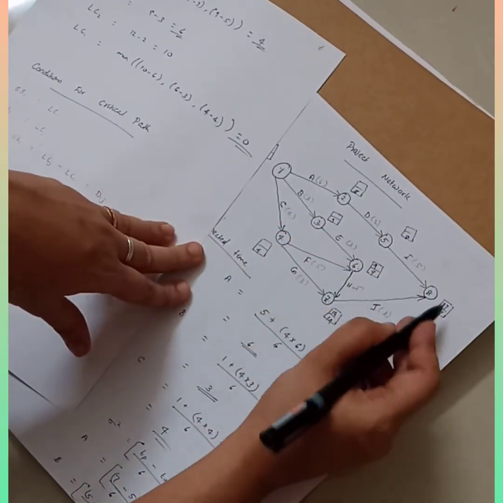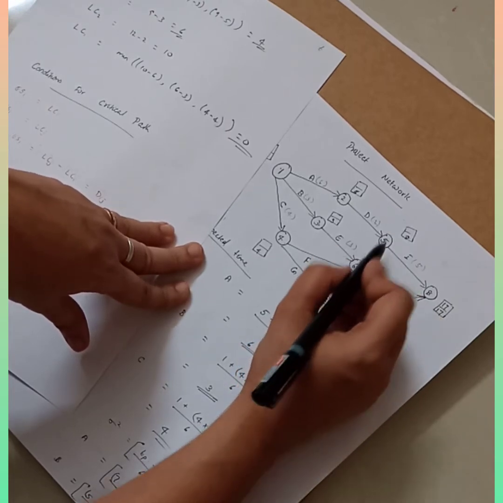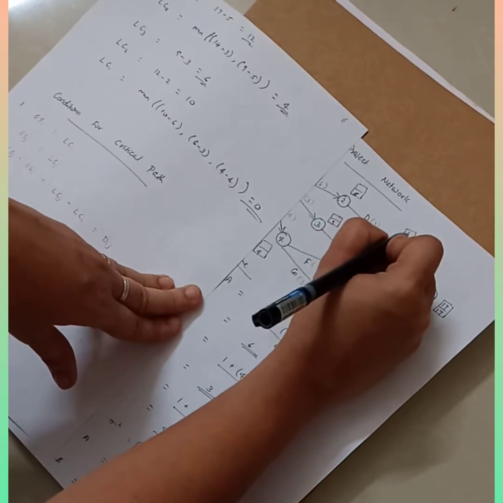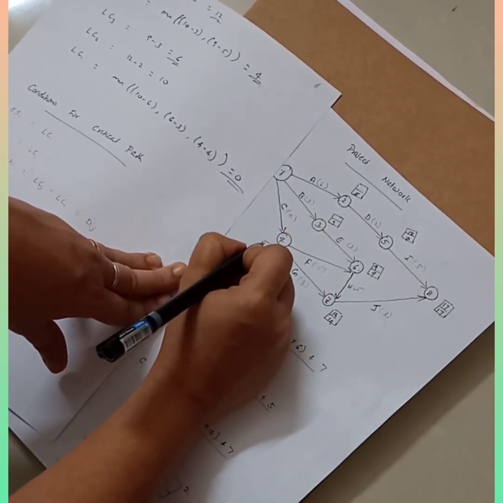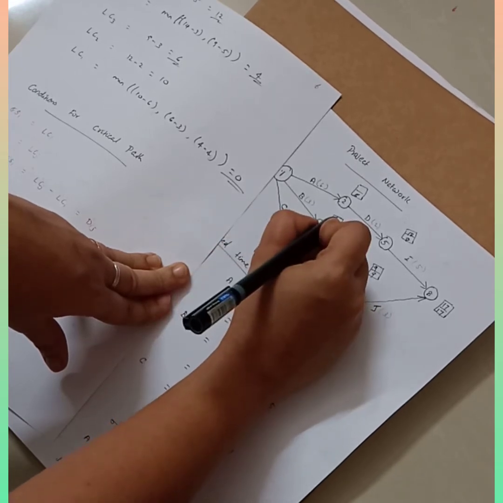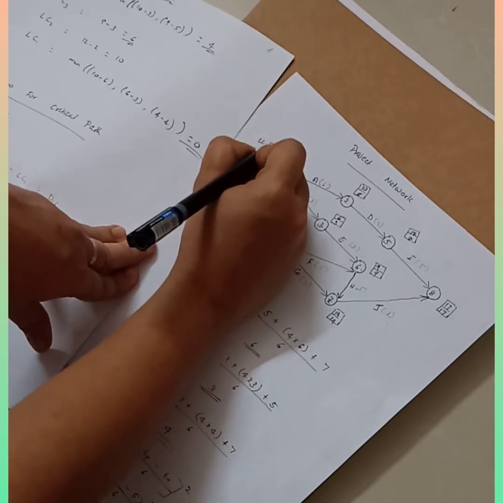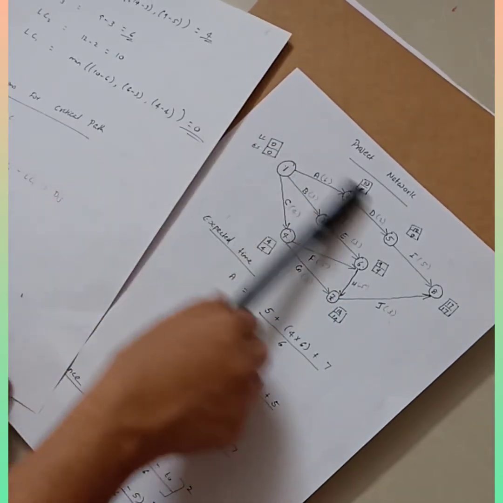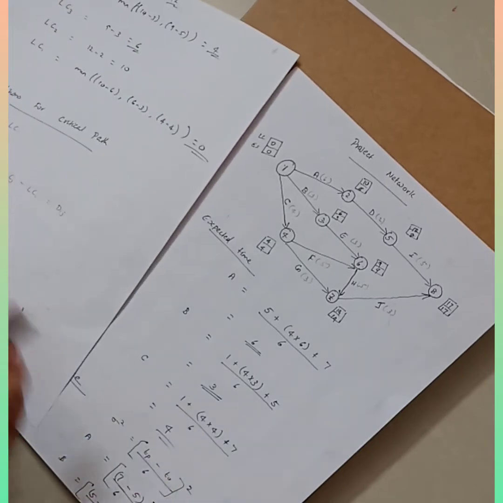So for 8 it is 17, for 7 it is 14, for 6 it is 9. Then for 5, LC5 is 12. Then LC4 is 4. LC3 is 6. LC2 is 10. And LC1 is 0. So now you know the LC values and ES values for each and every node. Now you need to find the critical path.